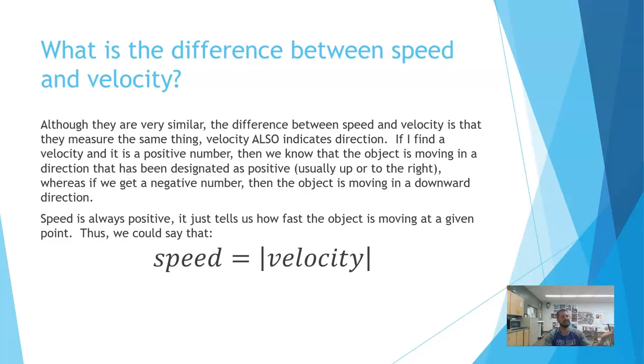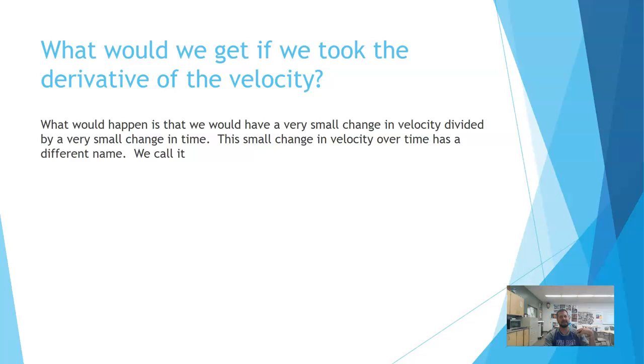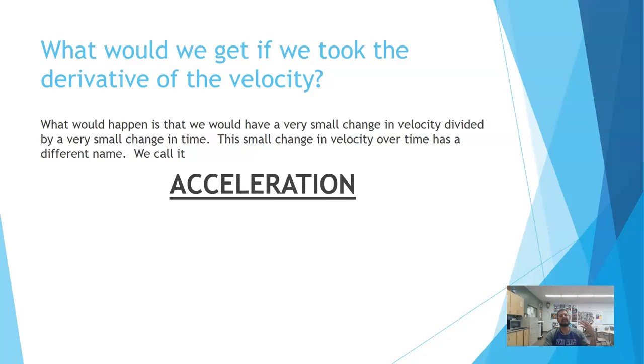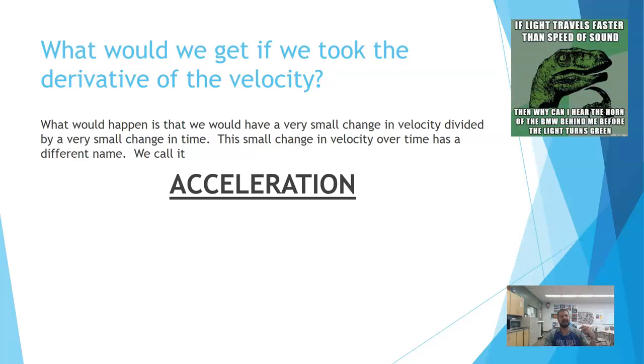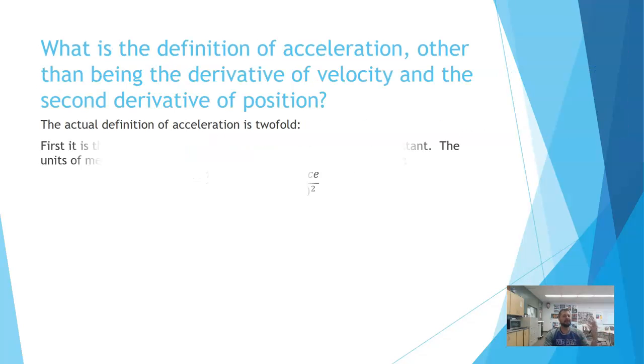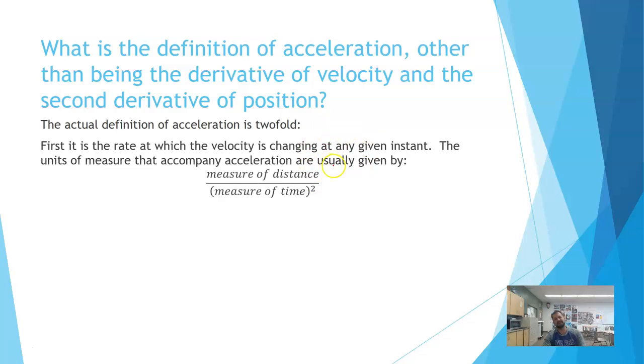In reality, a velocity has a direction associated with it. Now, if we were to take the derivative of the velocity, we would get a small change in the velocity over time, which we call the acceleration. So when I take the derivative of the velocity, or the second derivative of position, we get a formula that tells us how fast we are accelerating at any given time. The units that are associated with it would be feet per second squared. I know that doesn't make a ton of sense, but just roll with me on that one. Those are the units that are associated with it.